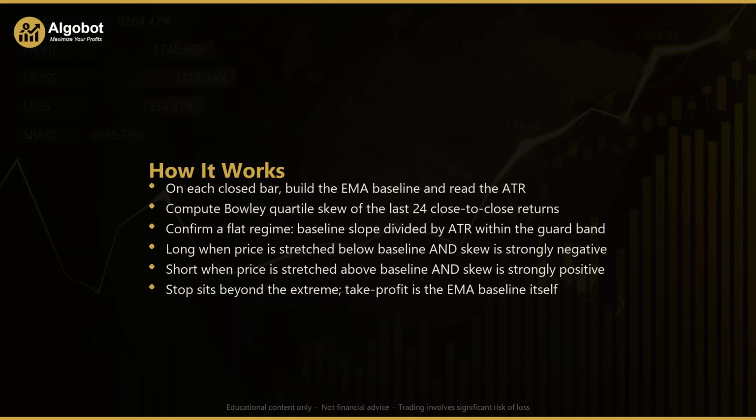On the exits, the take profit is placed right at the EMA baseline, because the whole idea is a return to the mean. The protective stop is set beyond the extreme, 1.5 ATR past the entry, so that if this turns out to be a real breakout rather than a fragile stretch, the position is closed quickly. Only one position runs at a time.